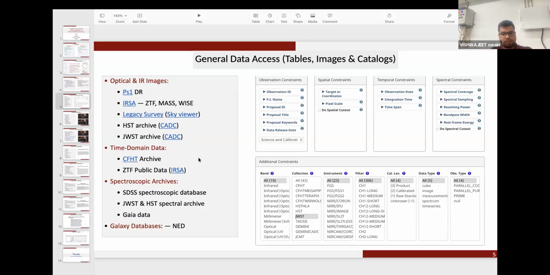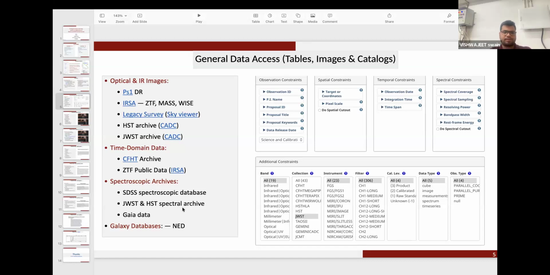And then there are HST and JWST, and those images can also be retrieved. In the time domain, if we want to find that time series data, then there is CFHT, and there is ZTF again. There might be other catalogs, but as far as I know, these are the mainly useful ones. But there might be more catalogs and time series data we can find.